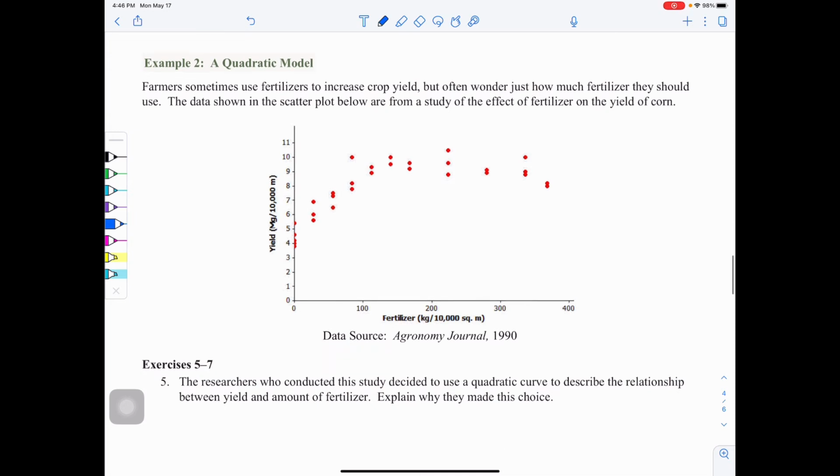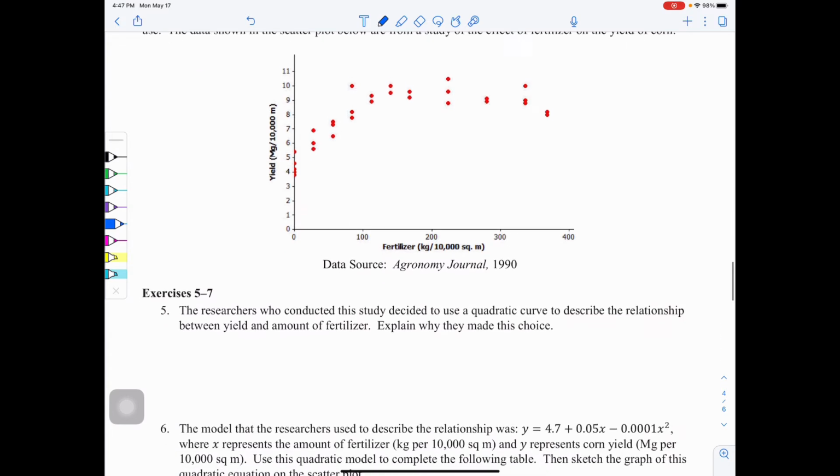So in example 2, you have a quadratic model. It says farmers sometimes use fertilizers to increase crop yield, but often wonder just how much fertilizer they should use. The data shown in the scatter plot below are from a study of the effect of fertilizer on the yield of corn. So, for exercise 5, it says the researchers who conducted this study decided to use a quadratic curve to describe the relationship between yield and amount of fertilizer. Explain why they made this choice.